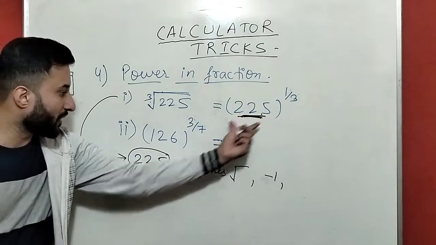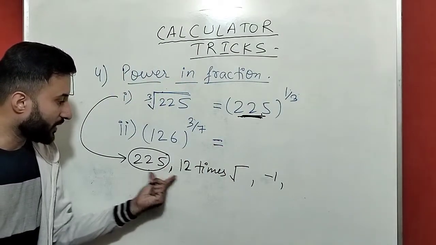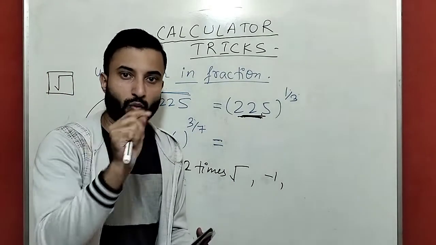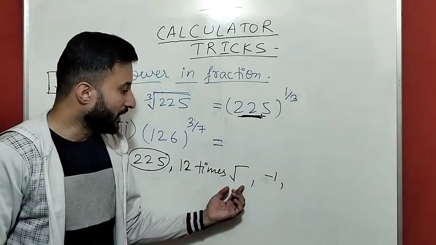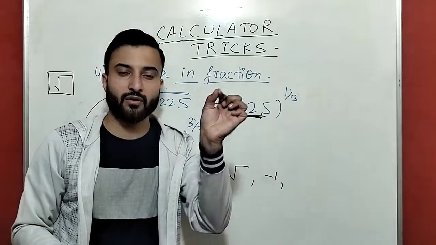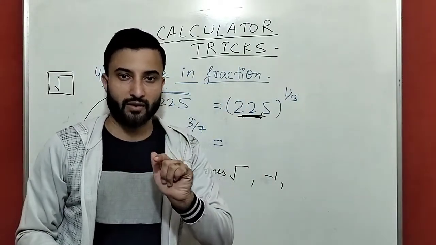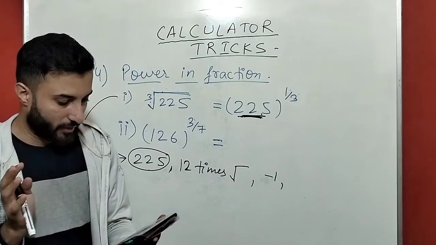First, write the number we have to find. Then we have to press this square root button 12 times. Then whatever the answer you are getting, do minus 1. Then equal. You will get some value.